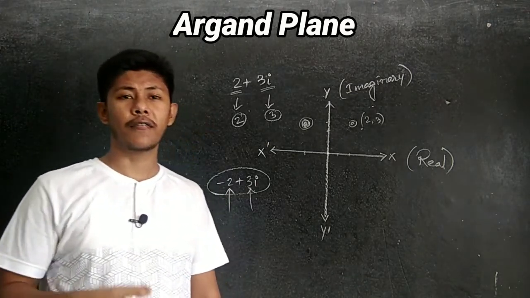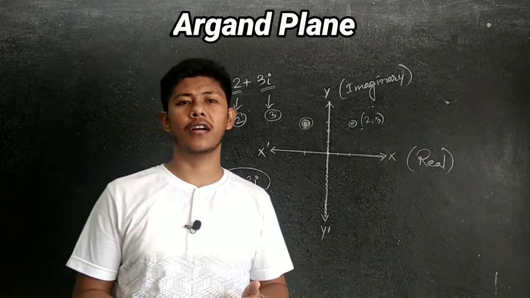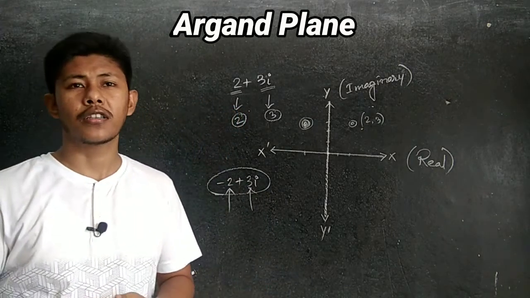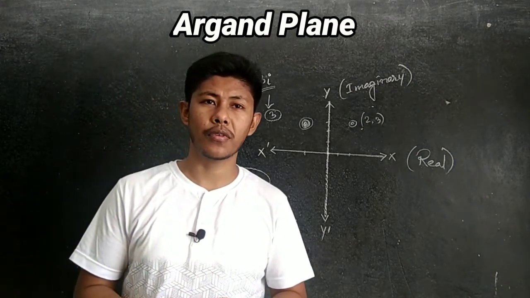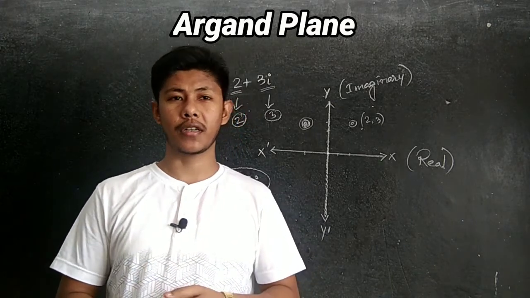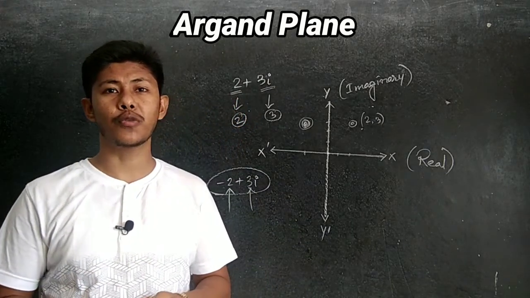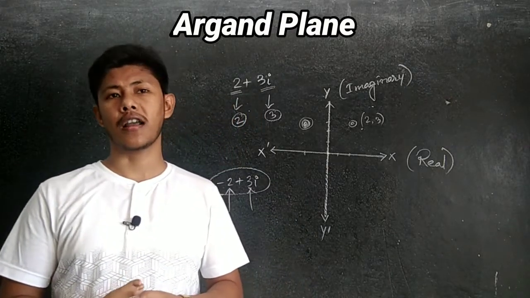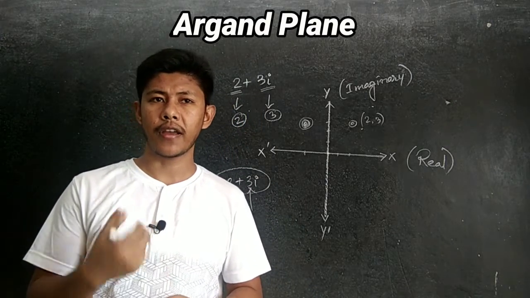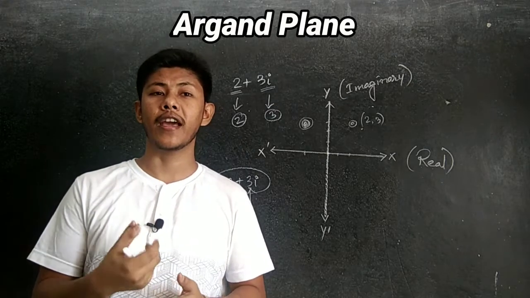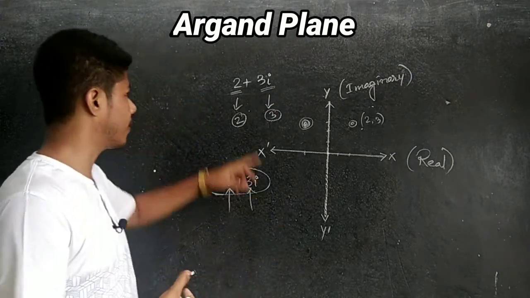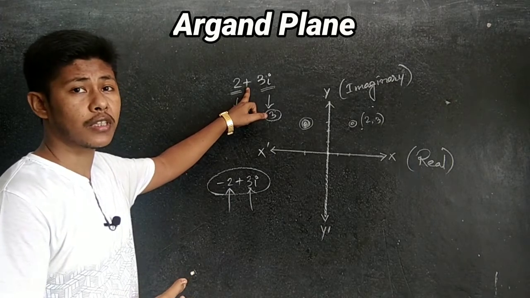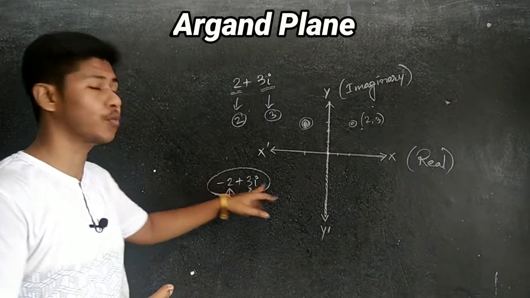Now if anyone asks you how to write down the definition of the Argand plane, what you have to say is: the plane having a complex number assigned to each of its points is called a complex plane, or also we can say Argand plane. Is it clear? If I repeat, the plane having a complex number, that means this one is the complex number, 2 plus 3i or minus 2 plus 3i.